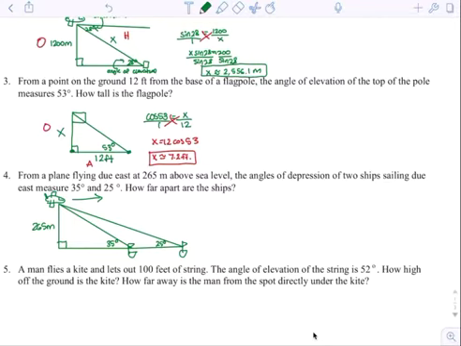It says how far apart are the ships. That means you are solving for this x. Well, we basically have two triangles. We have this smaller one. I'm going to highlight it so you can see. Oh, that's not a highlighter, Mr. Taguchi. And that's way too thick. Okay, so we got that triangle, and we got this one right here.